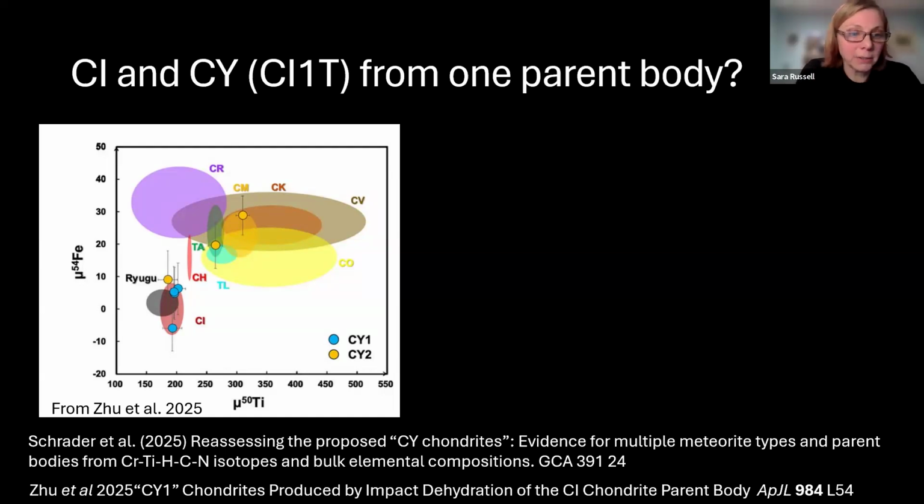And so Zhu et al. showed that CY1 meteorites tend to plot in the same field as CIs, which may mean that they come from the same parent body. The CY2s are a different story, which I'm not going to go into because this talk is not about type 2 meteorites.